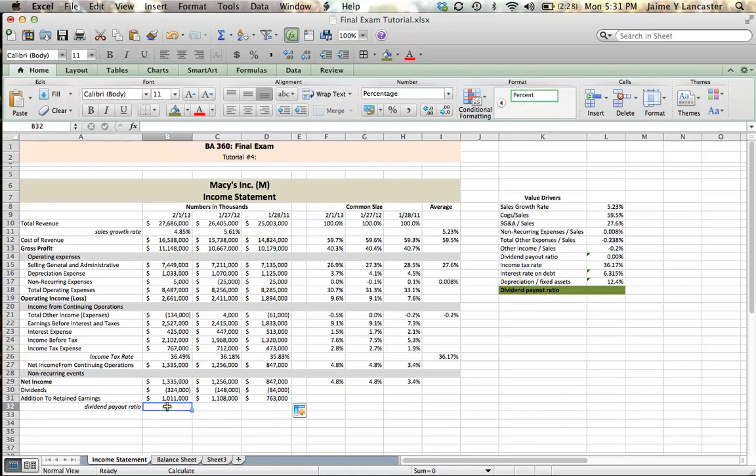So the dividend payout ratio is the percentage that was given to shareholders as dividends. And so because I entered dividends as a negative number, I'm going to have to make this equation negative. So my dividend payout ratio is going to be the negative of dividends as a percentage of net income, otherwise known as 24.27% in 2013, 11.78% in 2012, and 9.92% in 2011.